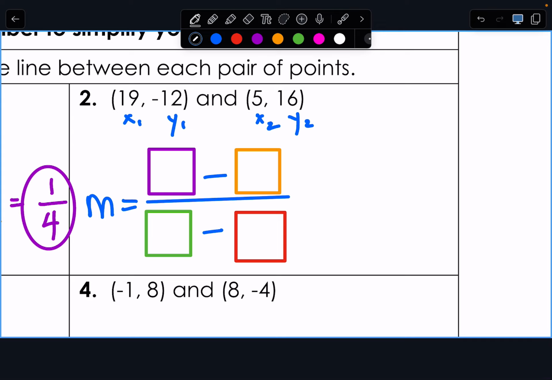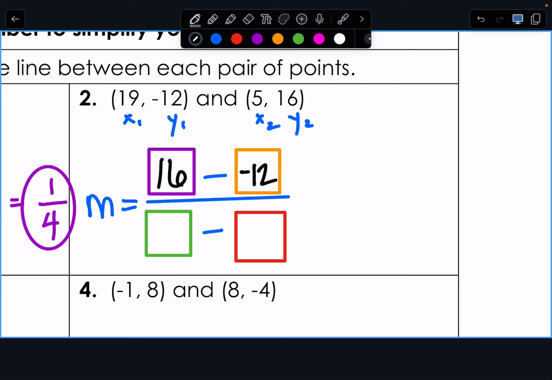All right. Landon S., what number goes here? What goes in the purple box? I'm hearing these fellas say 16. Oh, yeah, we do Y first. We do Y first, okay? Olivia, what goes in the orange box?